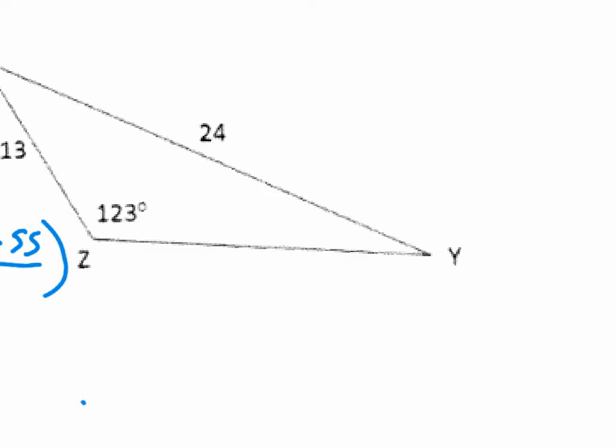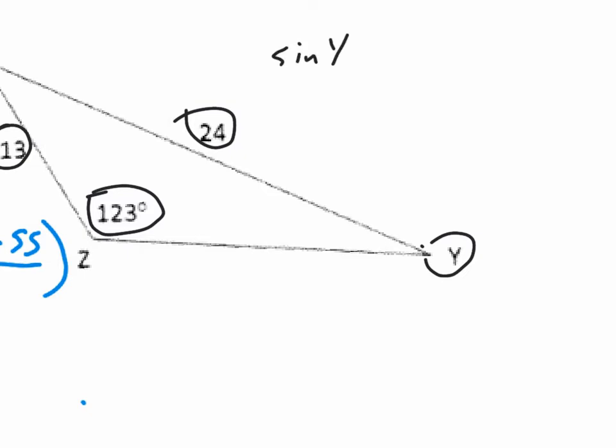This next problem, number 6, you'll notice right away you have a pair of corresponding angles and sides. So those are opposite each other, meaning we can use law of sines. We have to find angle y first because we have its side opposite it. So you'd set it up saying sine of y over 13 is equal to sine of 123 over 24.